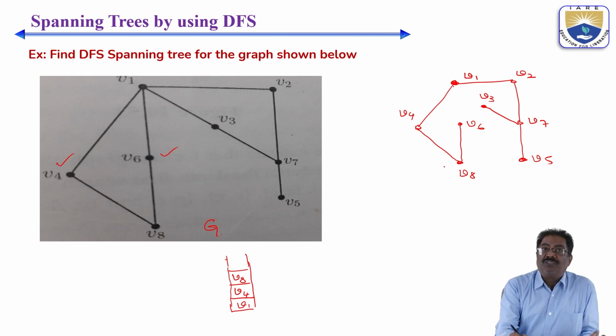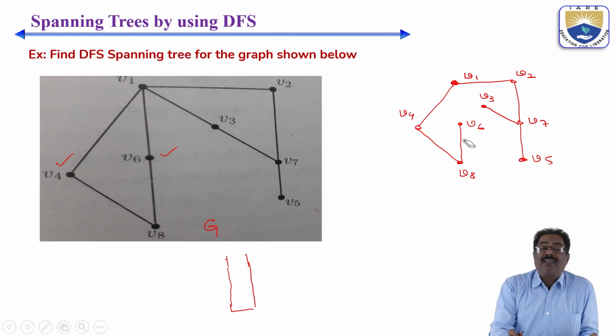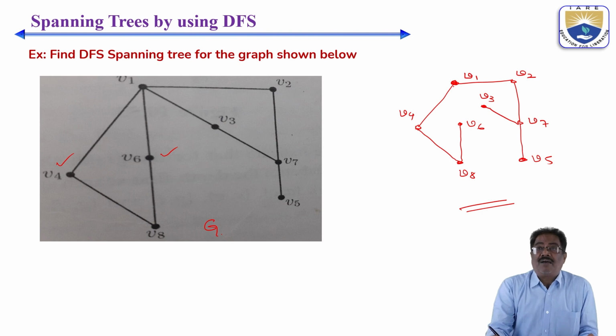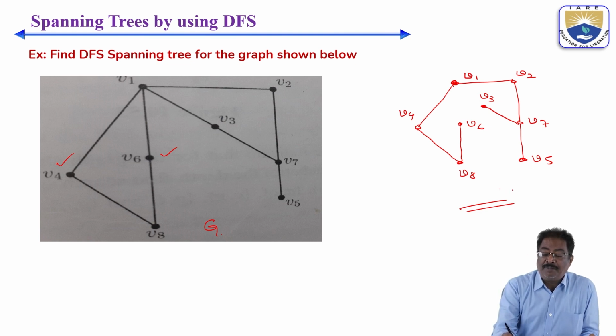From that V8, there is no other adjacent vertex, so once again pop V8, and then go back to V4. V4 has no adjacent vertex, so move to the root vertex where you entered. From there, there is no other vertex which is adjacent and not visited, so the stack is empty. Then whatever graph we get is nothing but a spanning tree. That is the required tree, which has all vertices. So it is the spanning tree of the original graph.